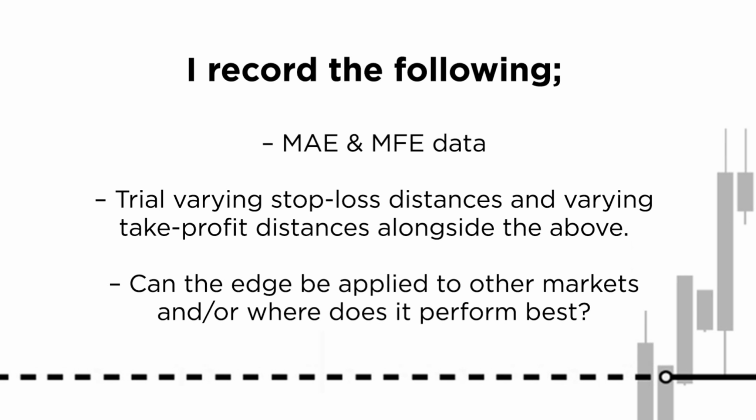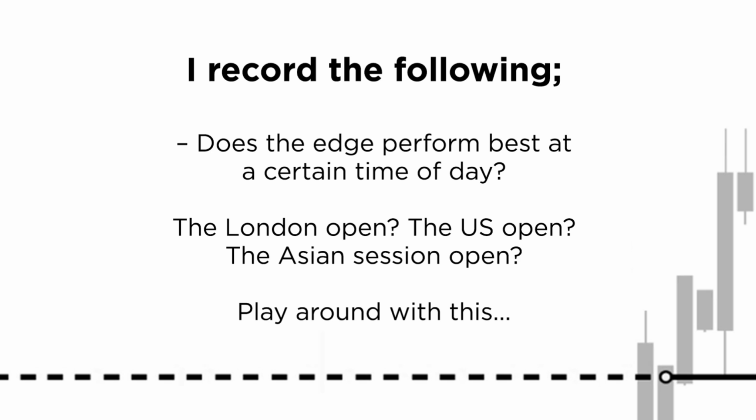Next, can the edge be carried into other markets, and or where does the edge perform best? Slower markets, faster markets, it might work best on indexes, currencies, equities. This is all stuff that you need to play around with, because at times certain setups do require certain market conditions to flourish and perform best. Next, does the edge perform best at a certain time of day, i.e. the London Open, the US Open, the Asian Session Open, etc.?